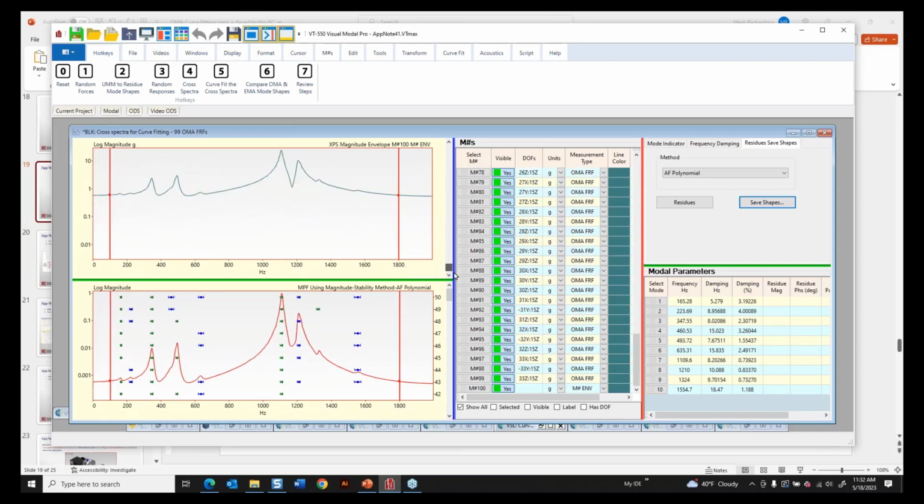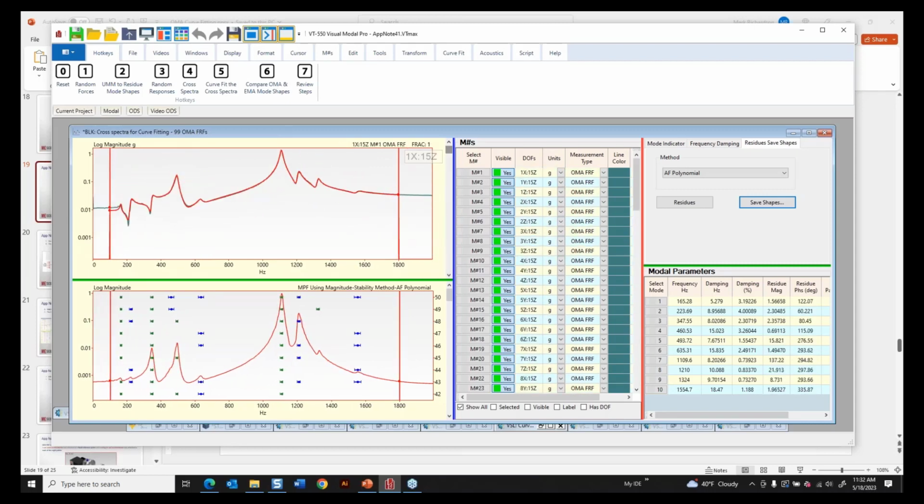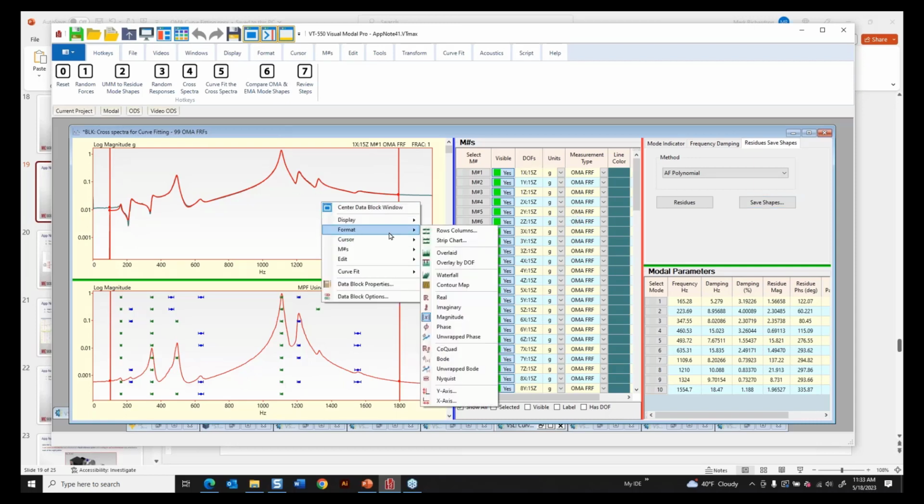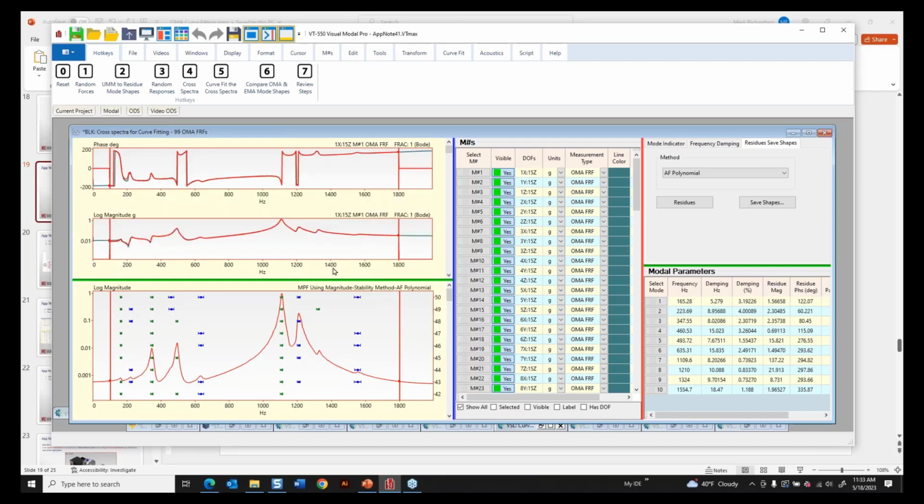These are windowed cross spectra. Now, what we call them in MEscope is an OMA FRF. Let me just display the Bode plot, which is magnitude and phase. So now you can see the phase here.